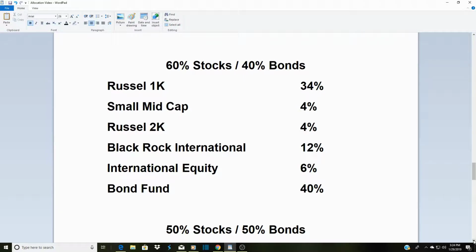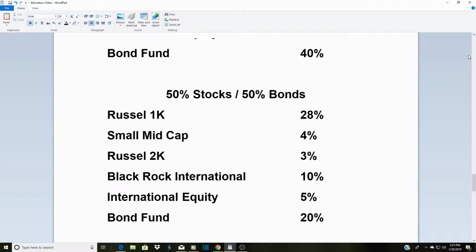Then the same thing for your 60% stock, 40% bonds. We have the Russell 1000 at 34%, small mid cap 4%, Russell 2000 at 4%, BlackRock International is at 12%, international equity at 6%, and then your bond fund is at 40%. And then the final portfolio we're going to go through today for an example is a 50% stock, 50% bond portfolio. This one has the Russell 1000 at 28%, small mid cap at 4%, Russell 2000 at 3%, BlackRock International 10%, international equity 5%, bond fund 20%.